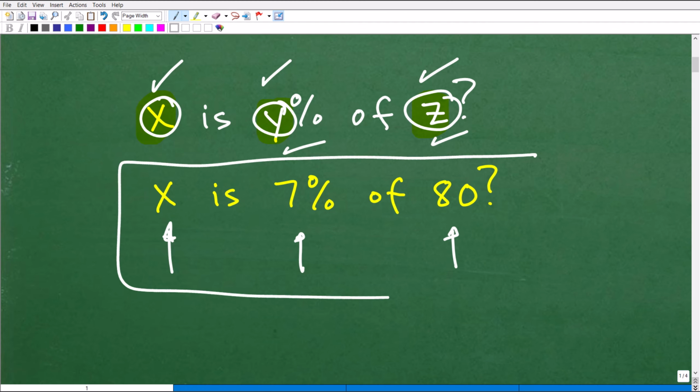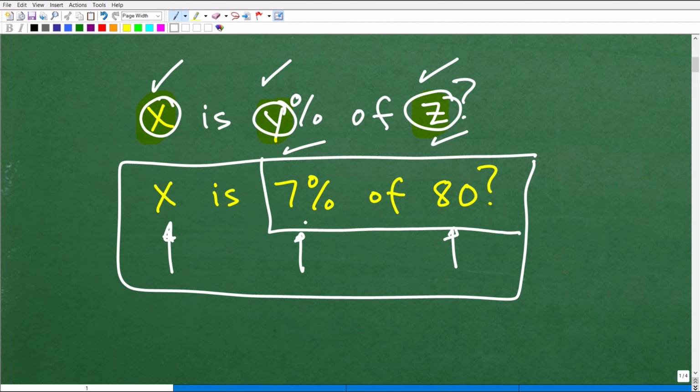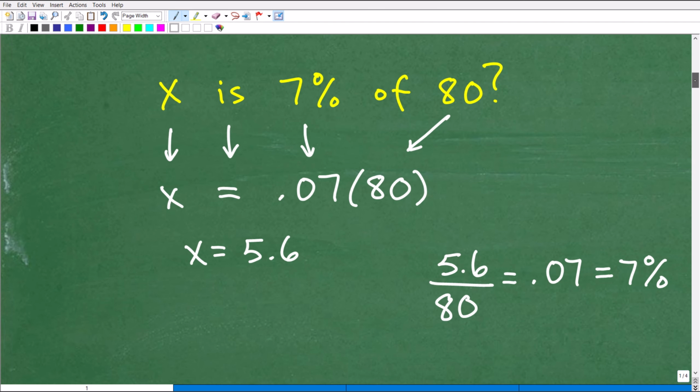So now ask yourself, all right, do I know how to do this problem? Well, this should be a pretty easy problem for you. Don't get too confused with this x is part right here. If I just gave you this part of the problem, 7% of 80, most of you would be like, oh, okay, let me go ahead and get my calculator, because you could probably give me the answer immediately. But let's go ahead and break it down this way. So x is 7% of 80. Really what we want is 7% of 80 is what?